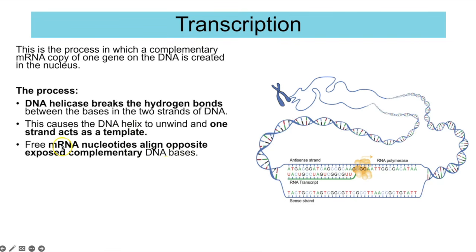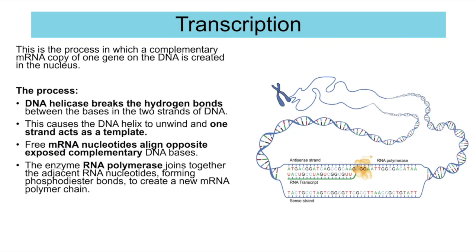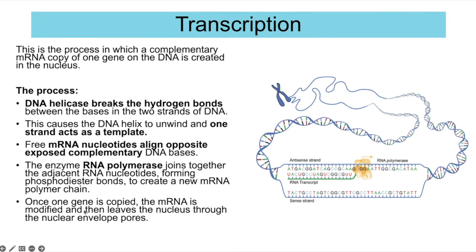Same concept, but this time it's mRNA nucleotides instead of DNA. And then the next bit, again, is very similar. It's just a slightly different enzyme. This time it's RNA polymerase that will join together the adjacent nucleotides, forming a phosphodiester bond through that condensation reaction. And that is how you then get an mRNA polymer.